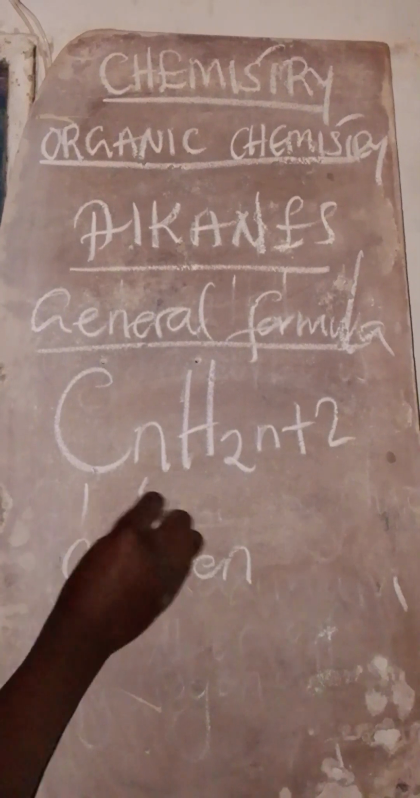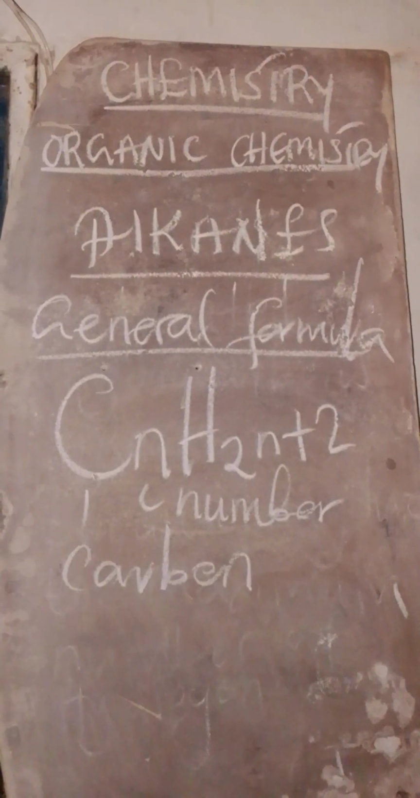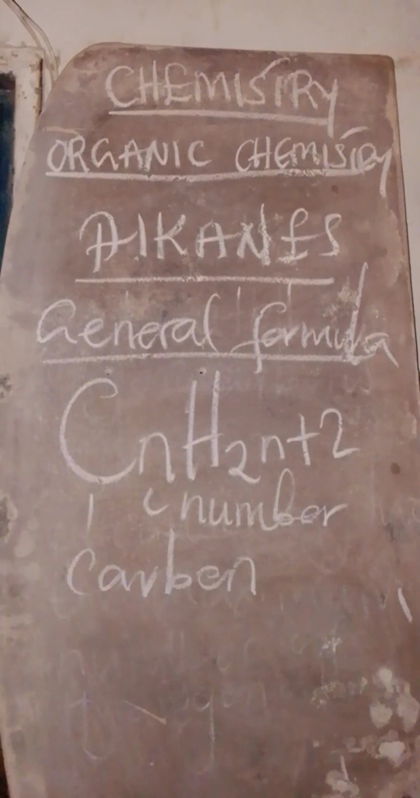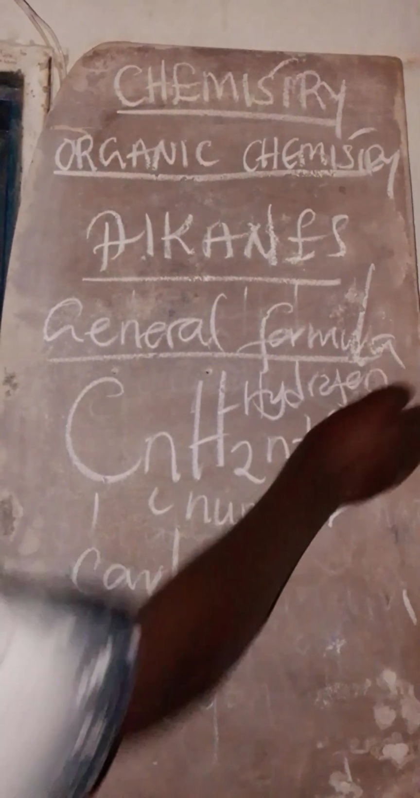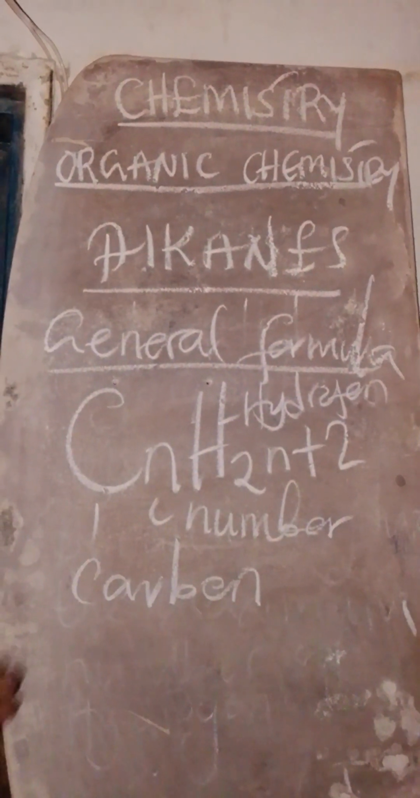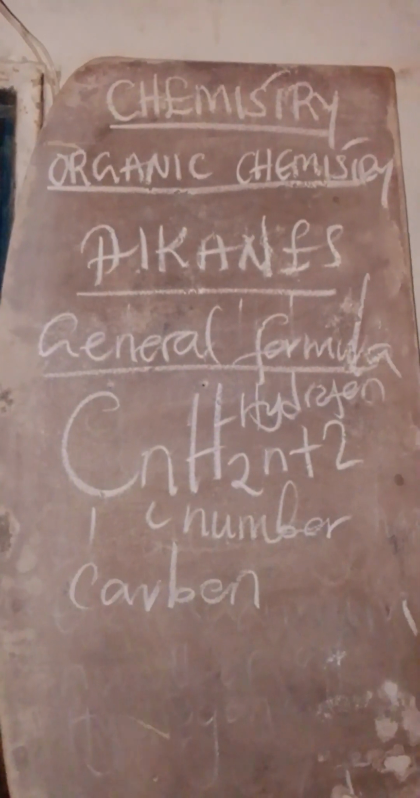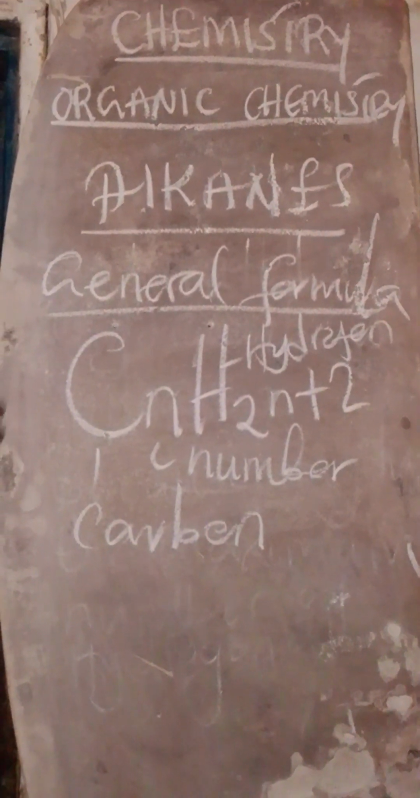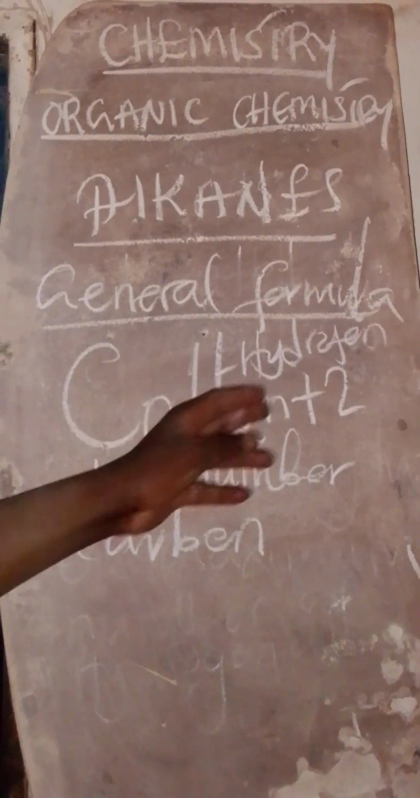C represents carbon. N represents the number of carbon atoms. H is hydrogen. Then 2 is a number that's part of the formula. I prefer that you know the formula, which is CnH2n+2.